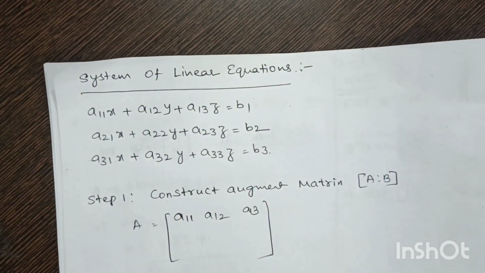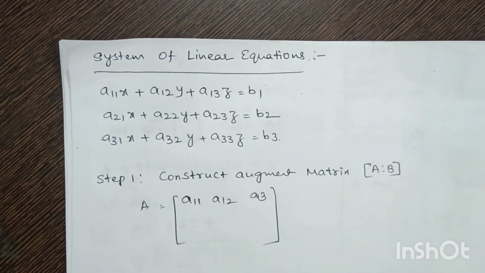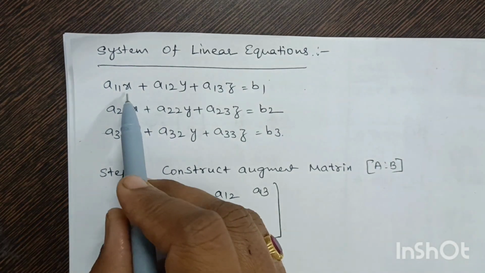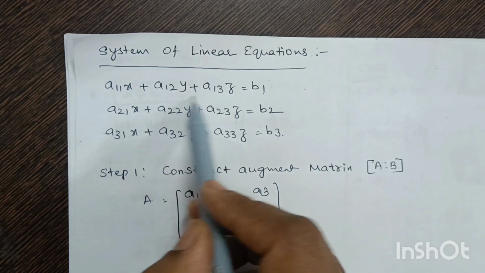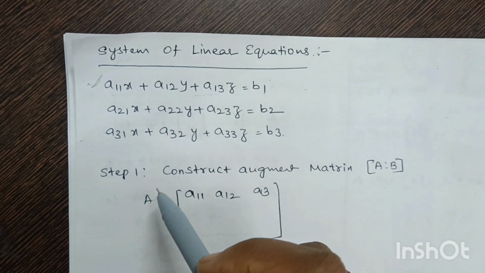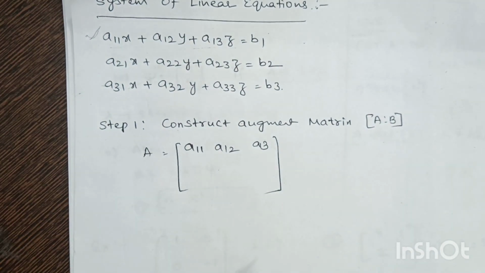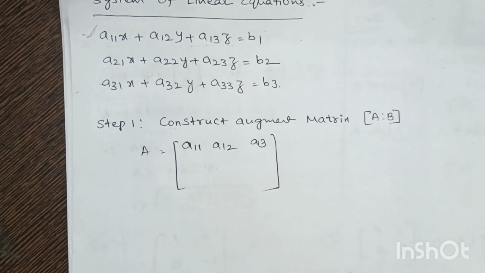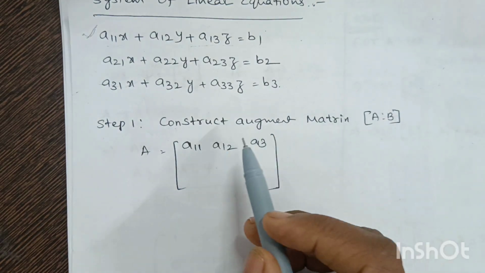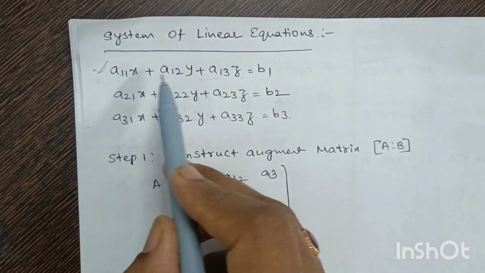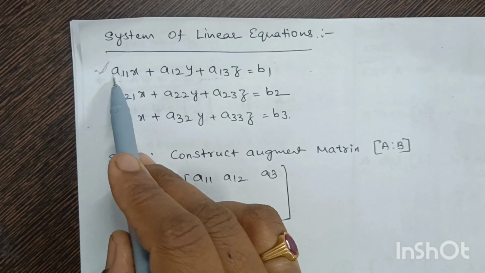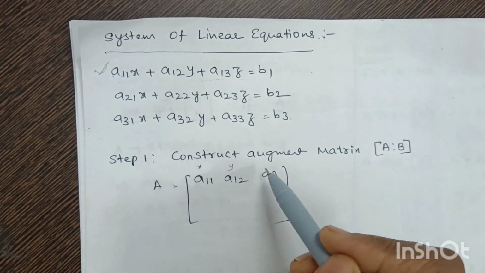Next is very important: systems of linear equations. What are the solutions for a system of linear equations? For example, generally the equations are a11 x, a12 y, and so on, like that they will give the problem. So how do we find the solutions for these equations and the nature of the solutions? Step 1: construct the augmented matrix [A|B]. What are A and B? The coefficients of x, y, z in the form of a matrix give A.